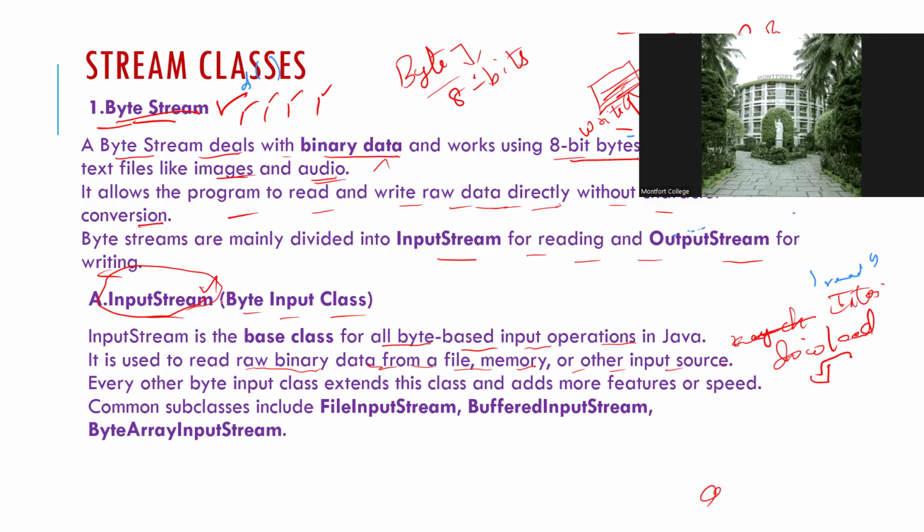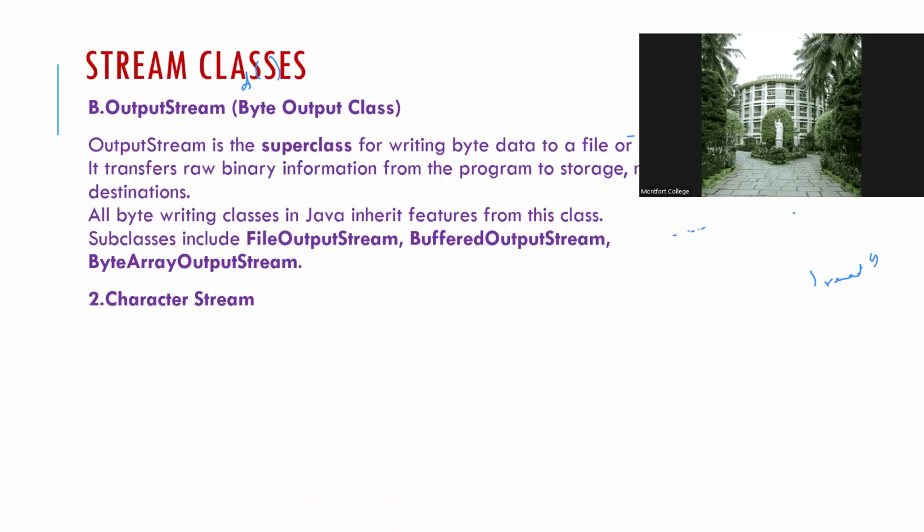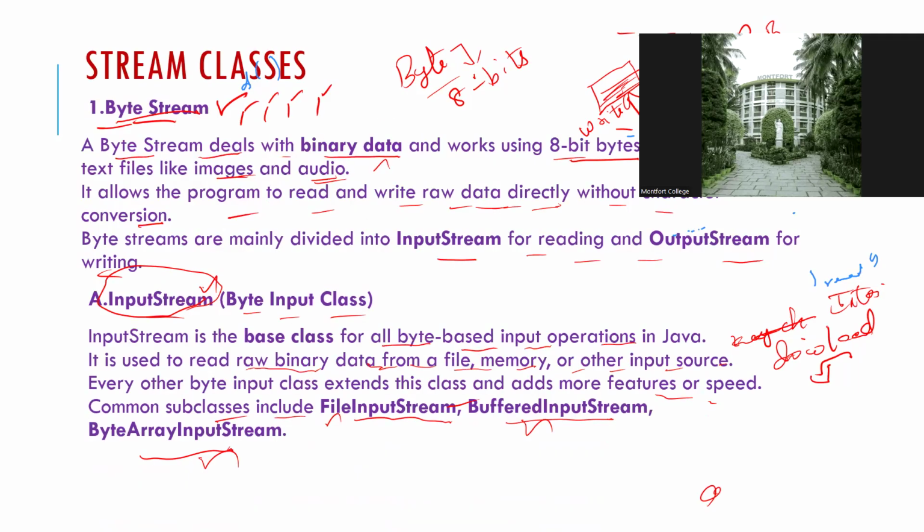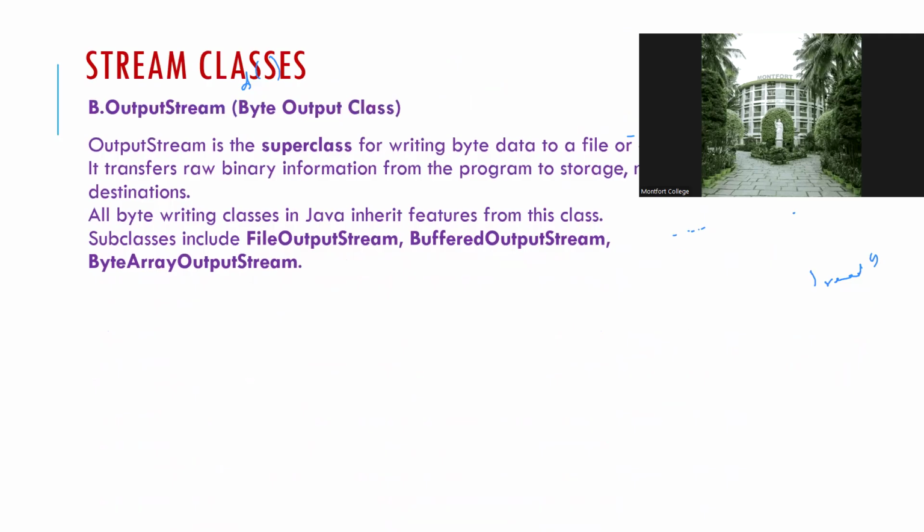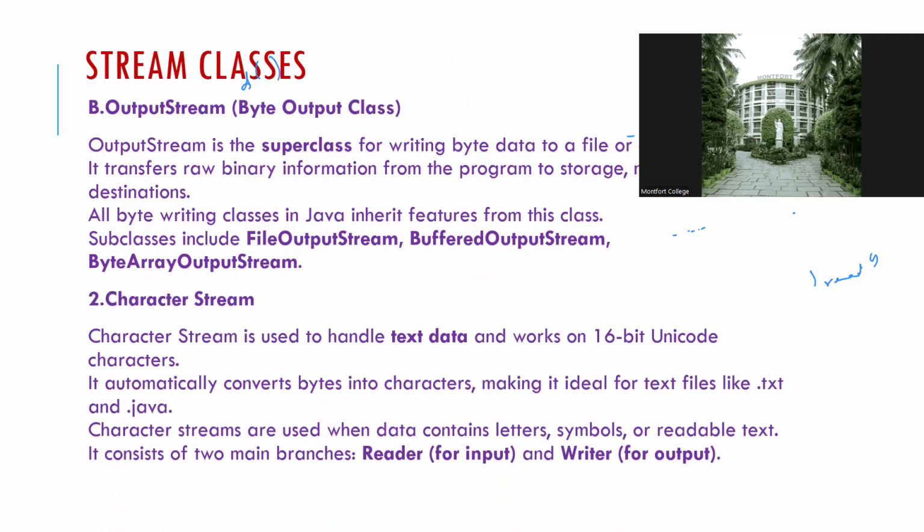Every other byte input class extends this class and adds more features or speed. Common subclasses include file input stream, buffered input stream, and byte array input stream. So we are going to see about file input stream, buffered input stream, and byte array input stream. Coming to output, we have seen input stream here, and now output stream. We have file output stream, buffered output stream, and byte array output stream.